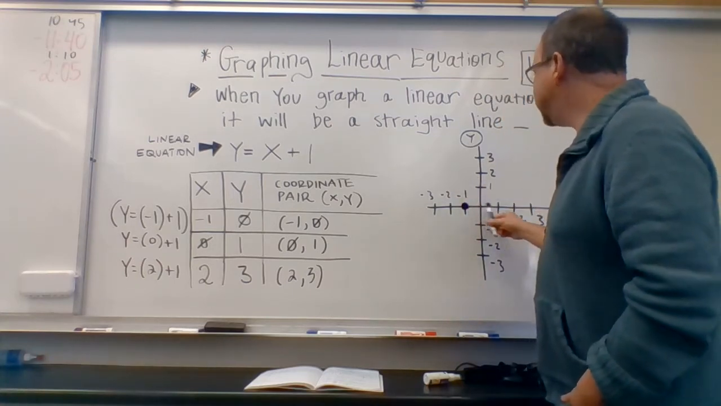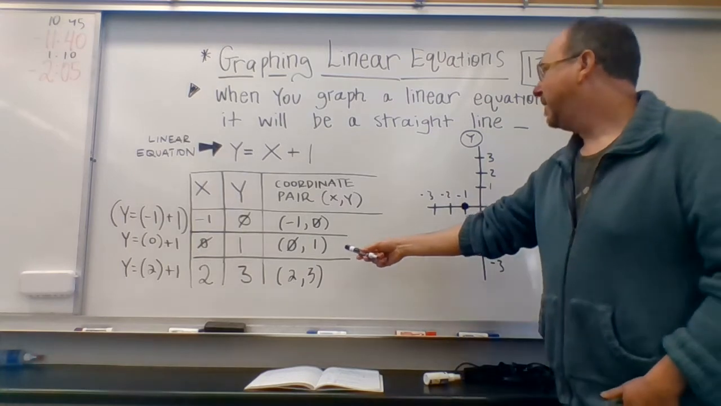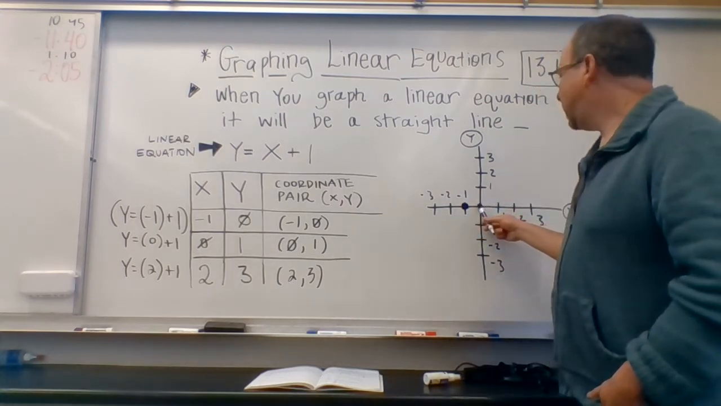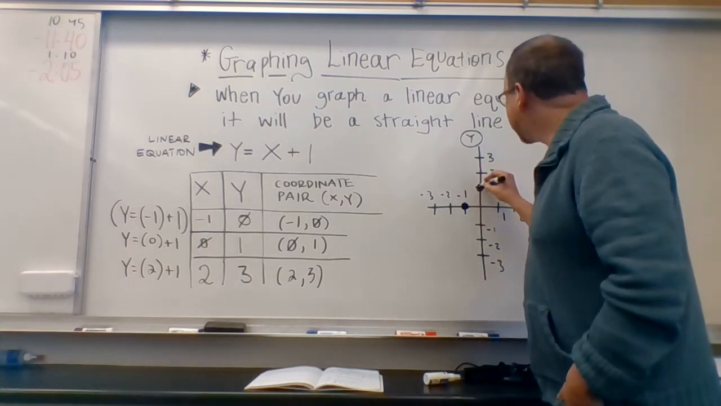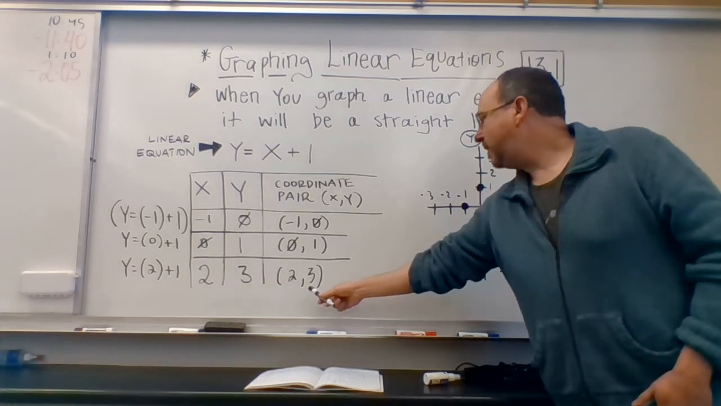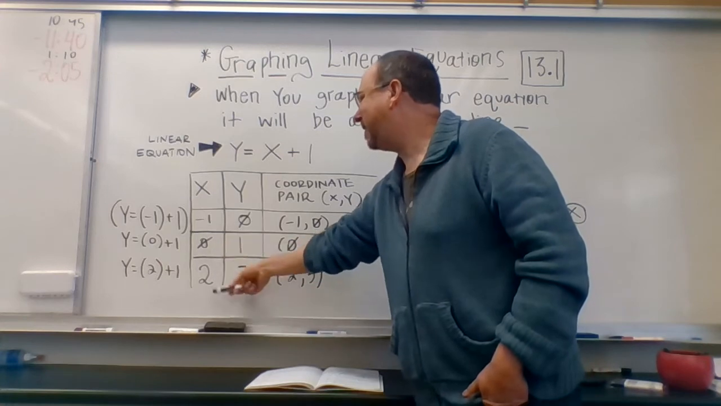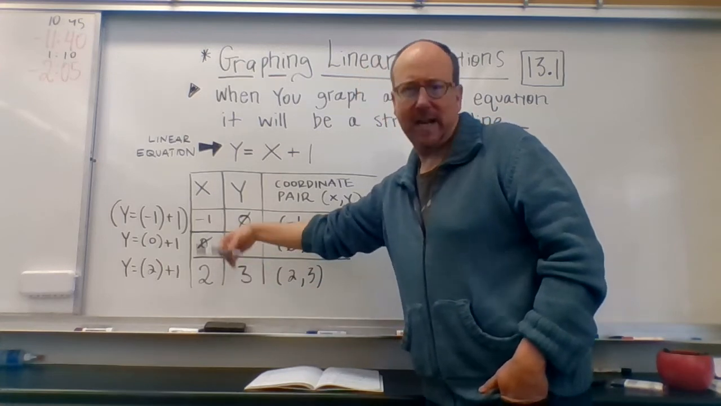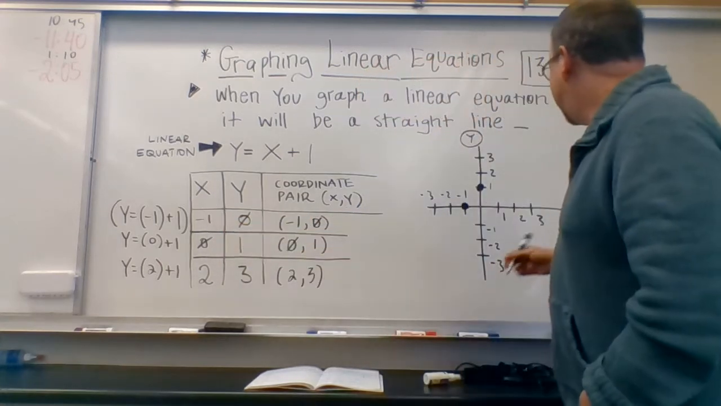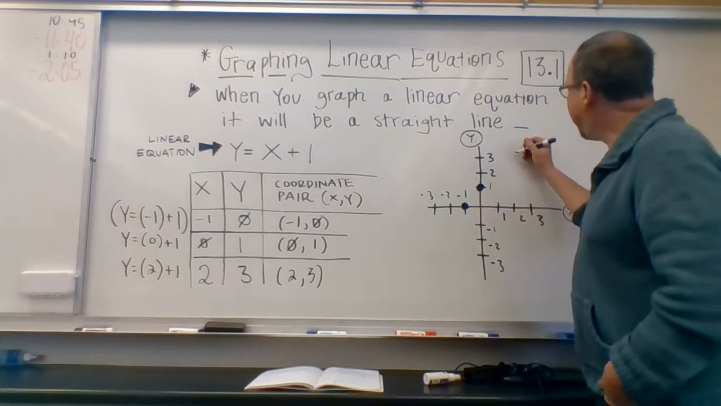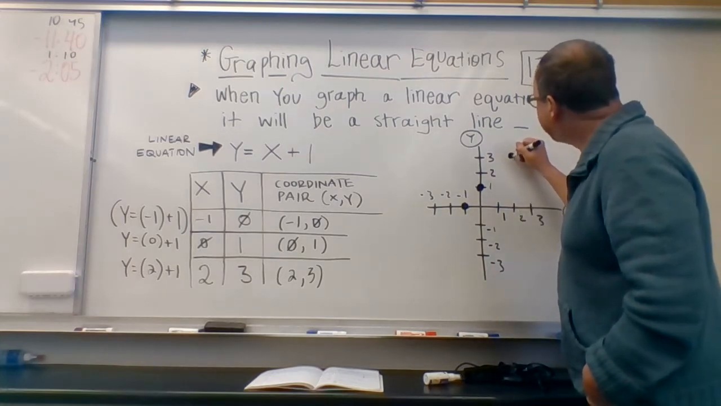x is -1, y is 0. I've got x is 0, y is 1. And then x is 2. And I could have done x is 5, x is 10. It doesn't have to be exactly 1, 2, 3, 4, like consecutive. So x is 2, y is 3.